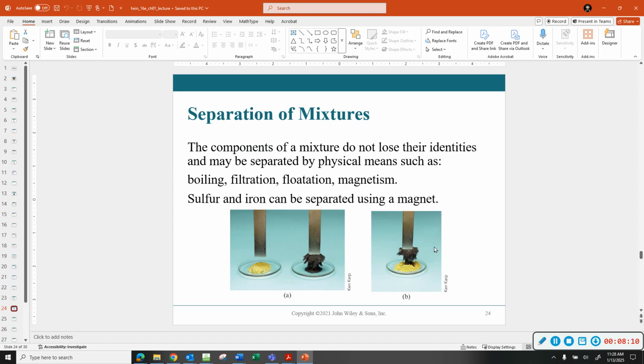There's different ways you can separate mixtures. You can magnetize and use magnets to separate. You can filter. You can use flotation if they have different densities. You can boil off one substance from another if there's different boiling points, but it's all physical means.